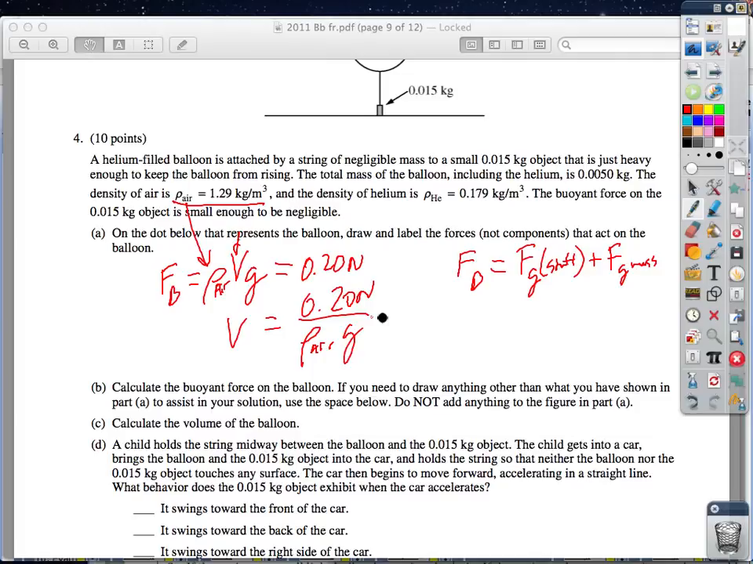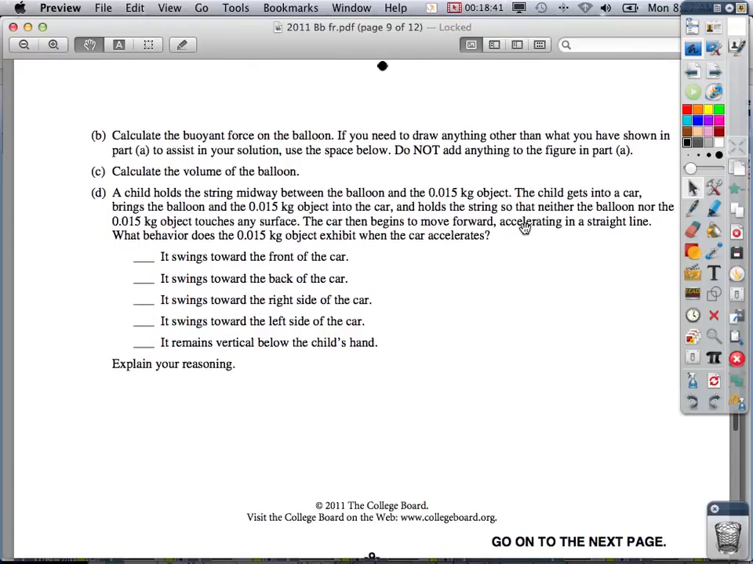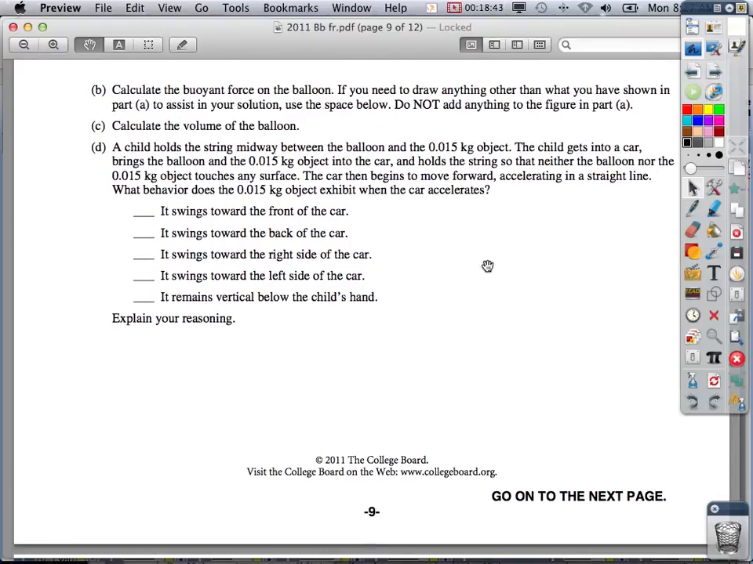Does that make sense? So I just used the basic statements, the ideas that I had before. This is the definition of buoyant force, so that just gives us what we're looking for. Ready? And then a child holds a string midway between a balloon and an object.